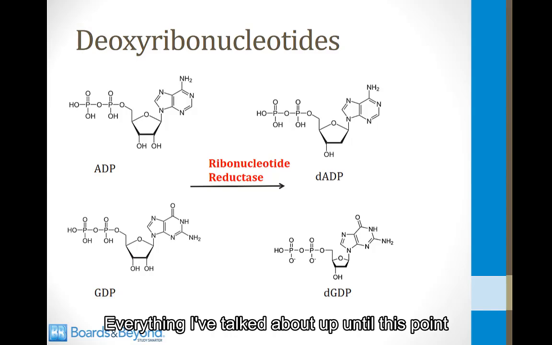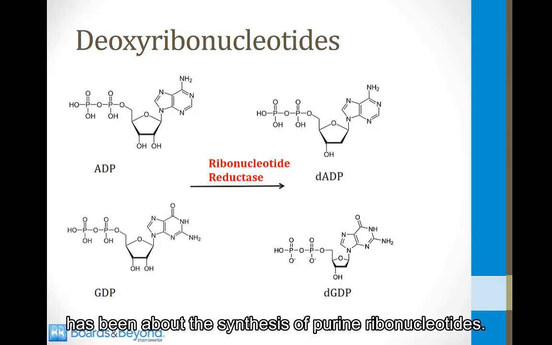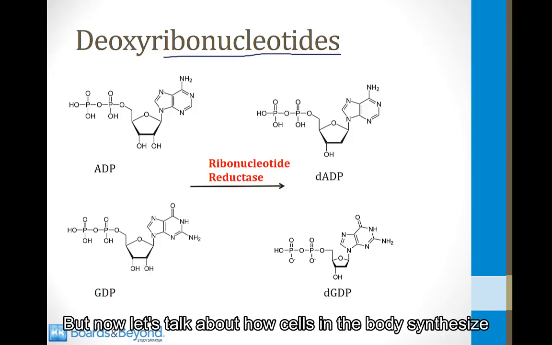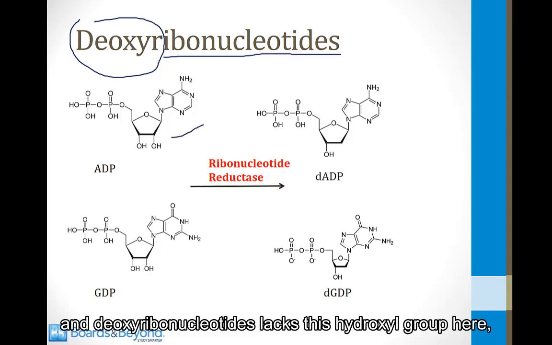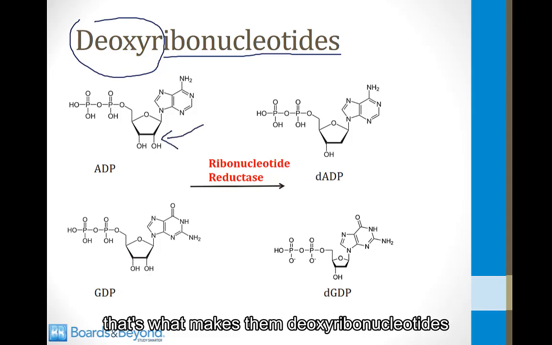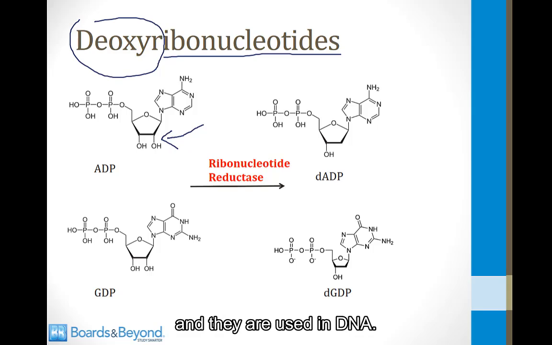Everything I've talked about up until this point has been about the synthesis of purine ribonucleotides, but now let's talk about how cells in the body synthesize purine deoxyribonucleotides. And deoxyribonucleotides lack this hydroxyl group here. That's what makes them deoxyribonucleotides, and they are used in DNA.